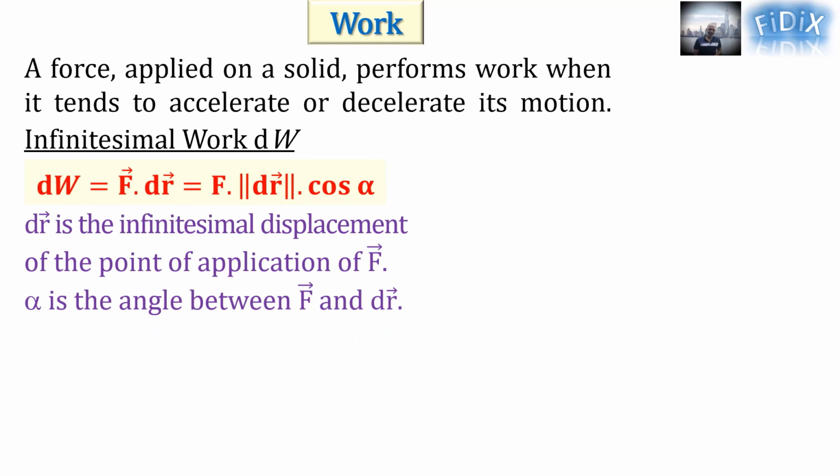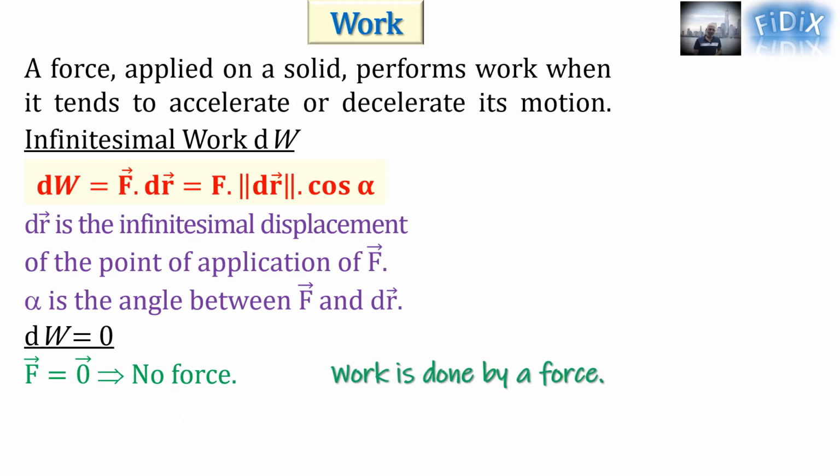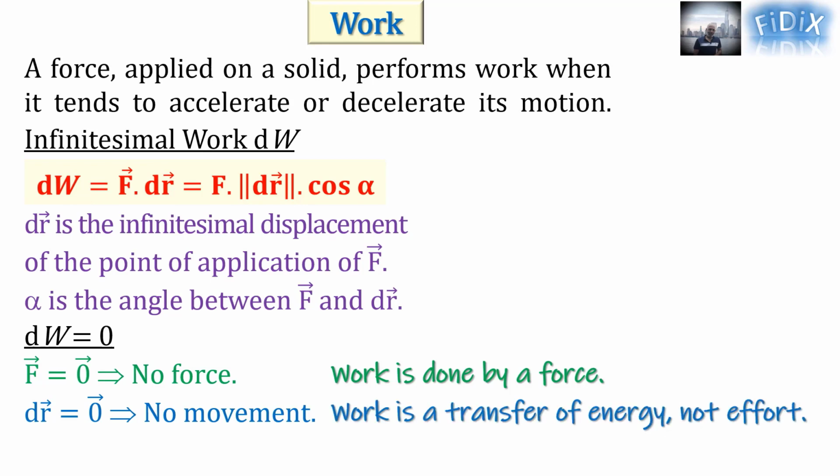Referring to this formula, dW equals 0 if F equals 0, which is logical since work is done by a force. So there is no work if there is no force. dW also equals 0 if dr equals 0, which means that there is no work if there is no movement. So let's not confuse the physics definition of work, which is a transfer of energy, with the everyday notion of work, which means effort. dW also equals 0 if F is perpendicular to dr.